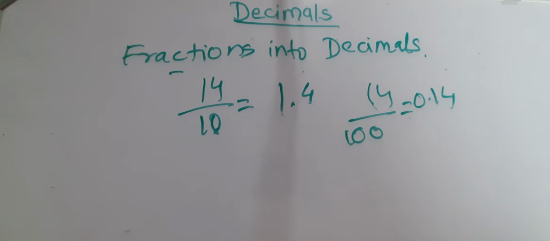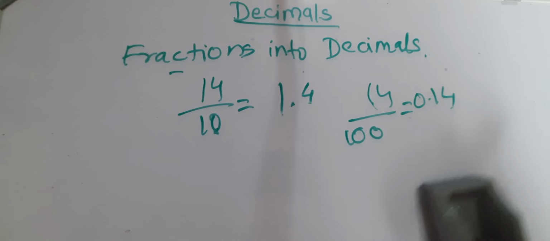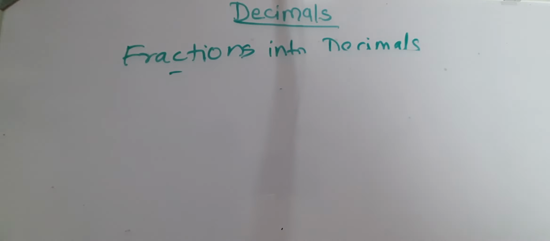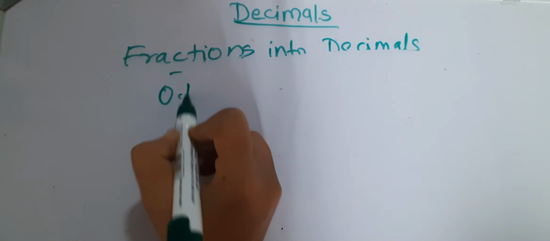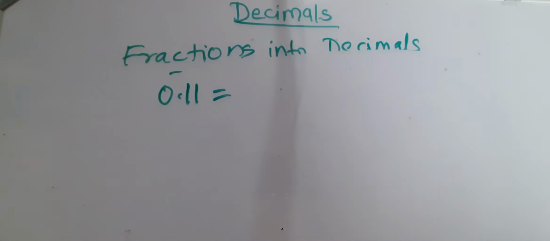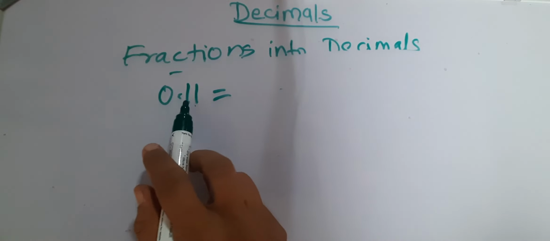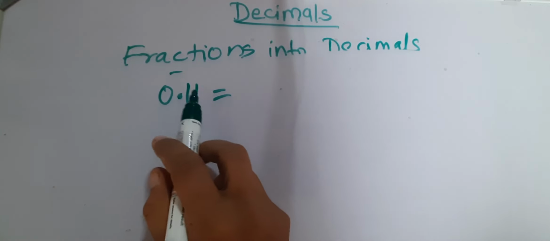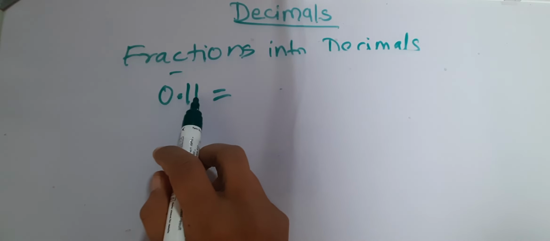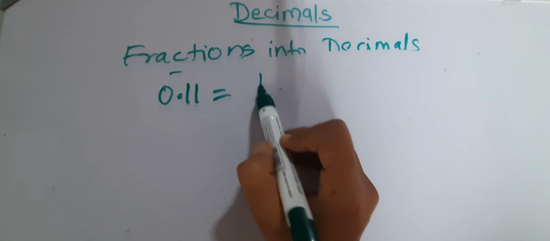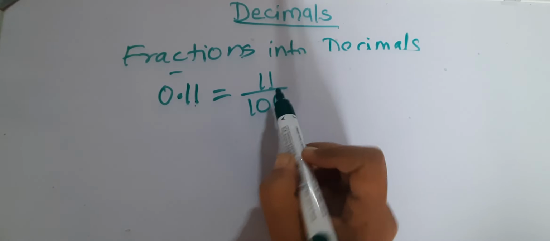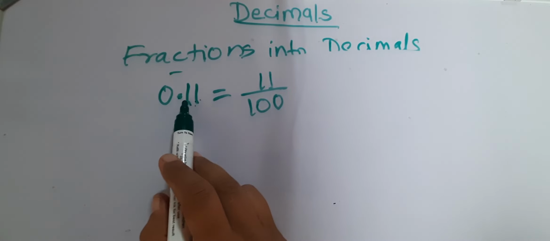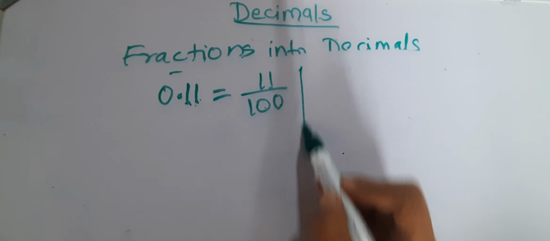Now suppose we are given a few numbers in decimal and we need to convert them into fractions. Like it is 0.11 and we need to convert it into fraction. We know there are 2 digits here. That is, the decimal point is written such that the 100 place is there. So how we can write it? 11 by 100, because there are 2 numbers here. If we go with the easy trick, there are 2 numbers here, we need 2 zeros here.